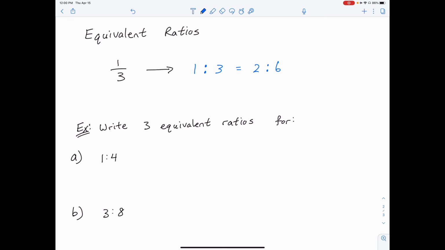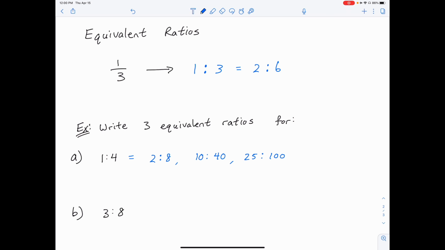Write 3 equivalent ratios for 1 to 4. Again, you can rewrite this as 1/4 if you wanted. Just make sure that when you're writing equivalent ratios, you keep it in ratio format with the 2 dots to show comparison. So again, I can double both numbers, so it can give me 2 to 8. I can even multiply both by 10, so 10 to 40. And I can even multiply both by 25. 25 to 100.